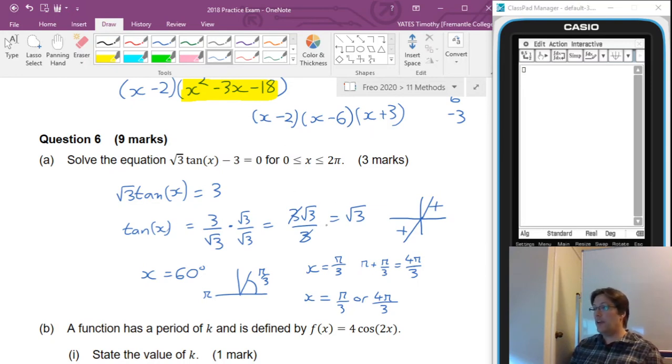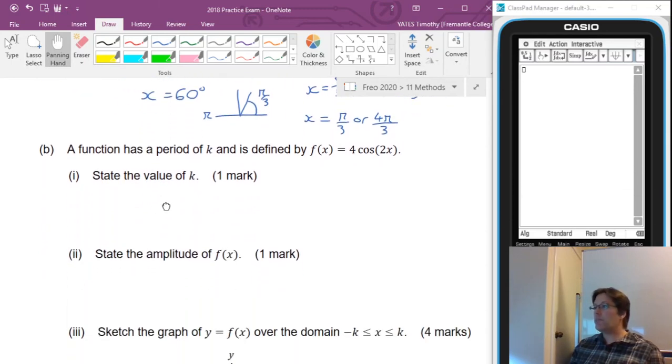We just had to rearrange this, get rid of our square root on the bottom to realize that this was our exact value for 60 degrees, or for pi on 3. And then we had to make sure we got the second answer by thinking about where it was positive, because we have a range of 0 to 2 pi.